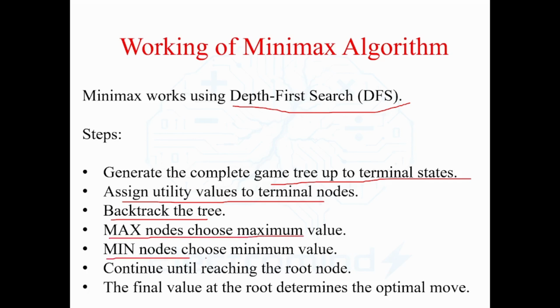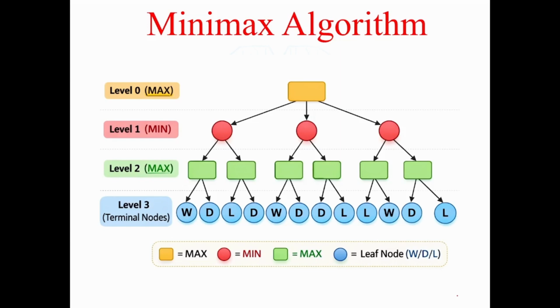The min node chooses the minimum value. That is nothing but the max player always tries to maximize the value, and the min player always tries to minimize the value. It will continue until reaching the root node or initial node. The final value at the root determines the optimal move, or otherwise the optimal path can be selected from the root node to the leaf node in an optimal way. Let us see an example so that you can understand.